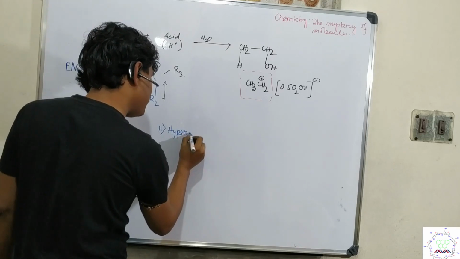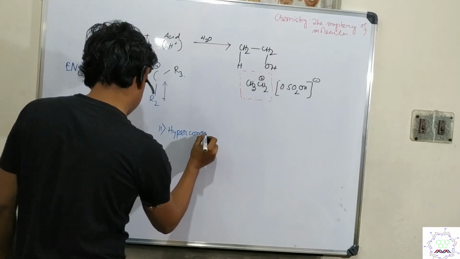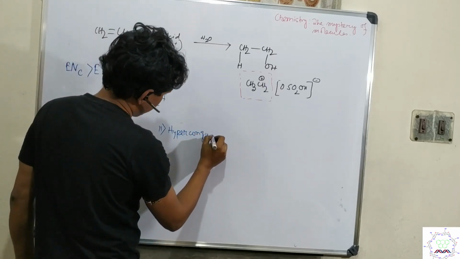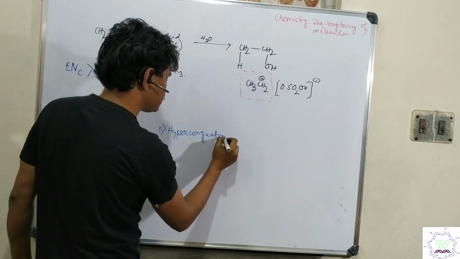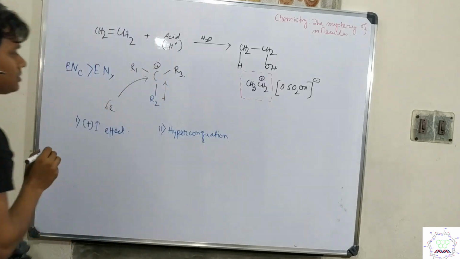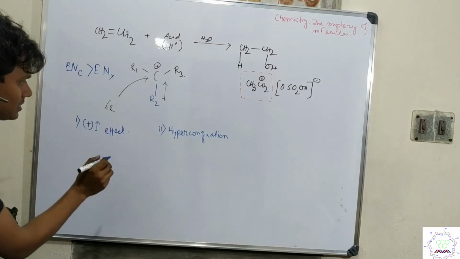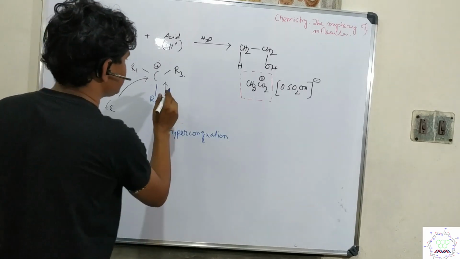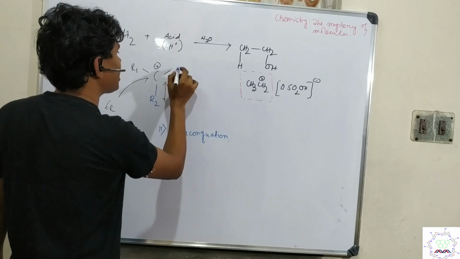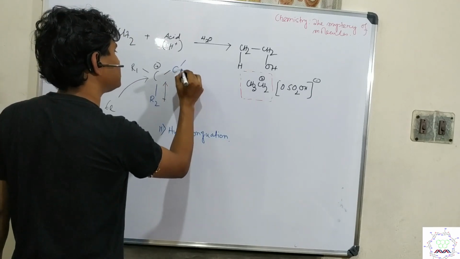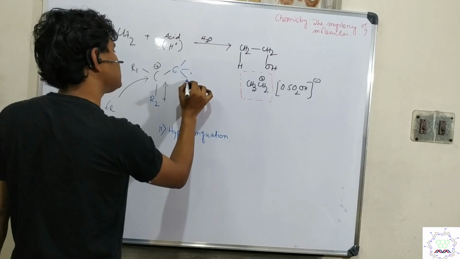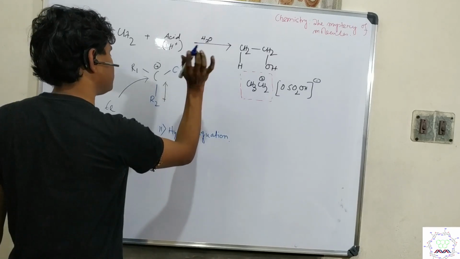Actually, both hyperconjugation and plus I effect pursue the same job, but in a slightly different way. So don't confuse plus I effect with hyperconjugation. Hyperconjugation means, for example, this carbon is attached with hydrogen. Let's consider one hydrogen, the rest of these are different.